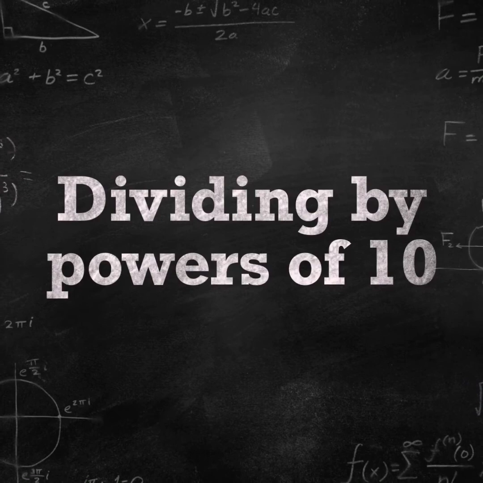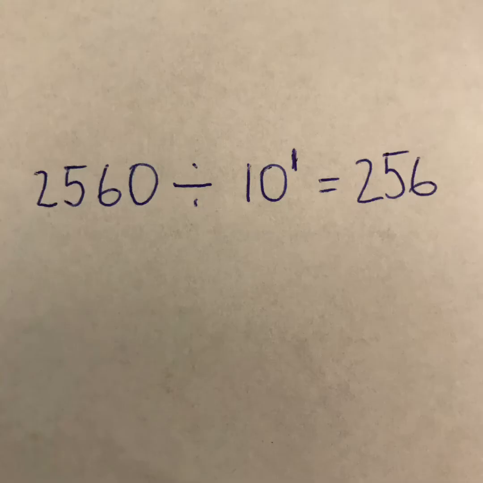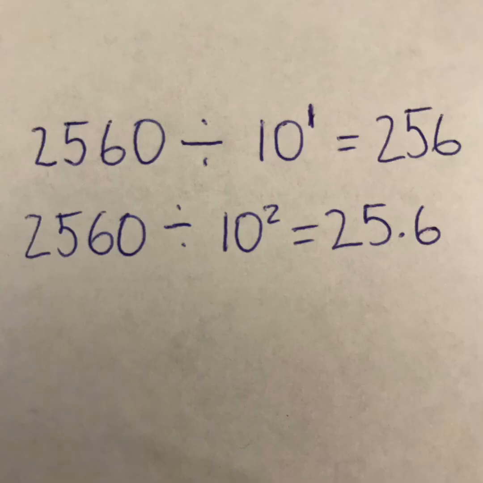Now what happens when we divide by powers of 10? It's actually just the opposite. Instead of moving the decimal point to the right, we move the decimal point to the left. So if we have 2,560 and divide it by 10 to the power of 1, the answer is 256. We drop the 0. If we divide 2,560 by 10 squared, or 10 to the power of 2, we move that decimal point 2 places to the left. The answer is 25.6.